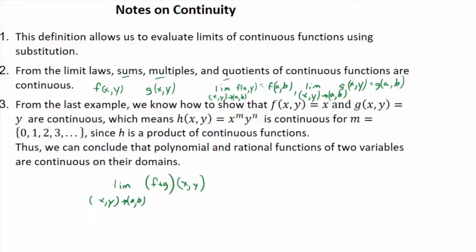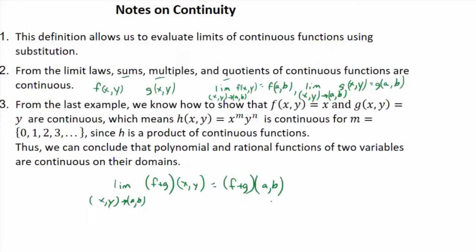So this is weird-looking function notation. f plus g is a function all by itself of x, y, okay? So what do we need to show then? We need to show that this is f plus g of (a, b) if we want f plus g to be a continuous function as well, right?